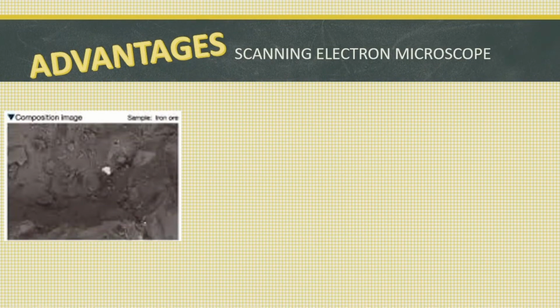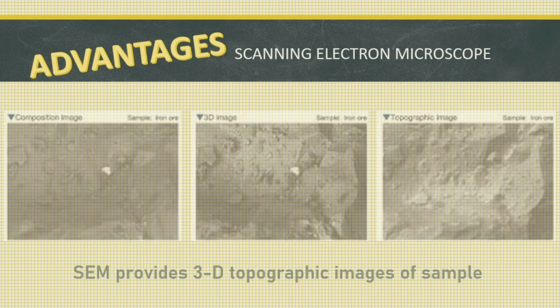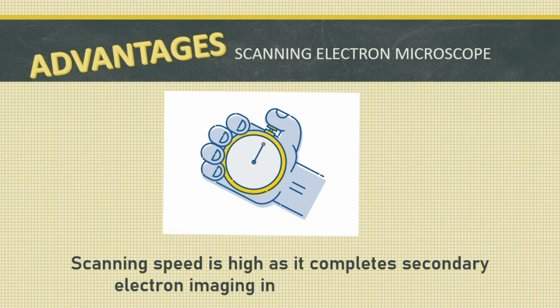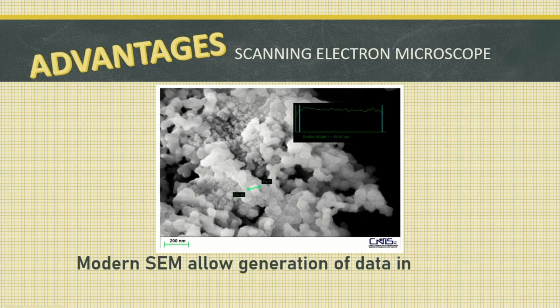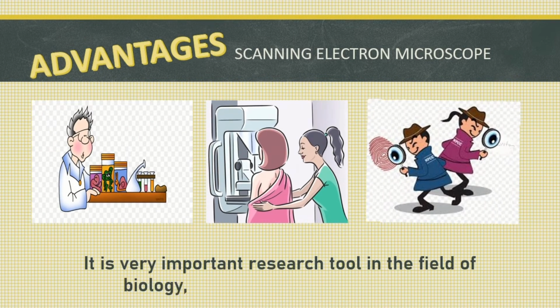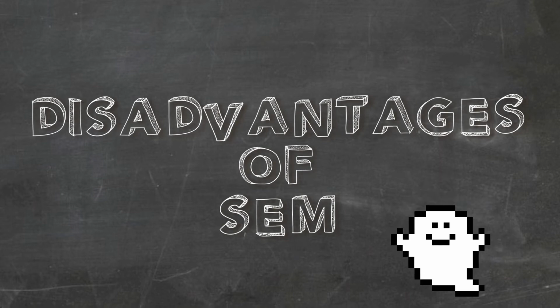With a scanning electron microscope, we can get a 3D topography image of a sample. The scanning speed is high, as it completes secondary electron imaging in less than 5 minutes. Modern scanning electron microscopes also allow generation of data in digital form. It is a very important research tool in the fields of biology, medicine, and forensic science. Next, we're going to look at the disadvantages of SEM.